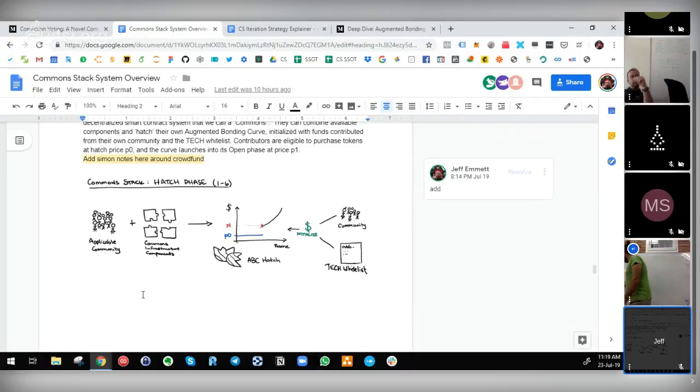Then we go to the open phase. Open phase is open. Ta-da! Yay! Permissionless. When people send money to the bonding curve in the open phase, it all goes into the collateral pool.